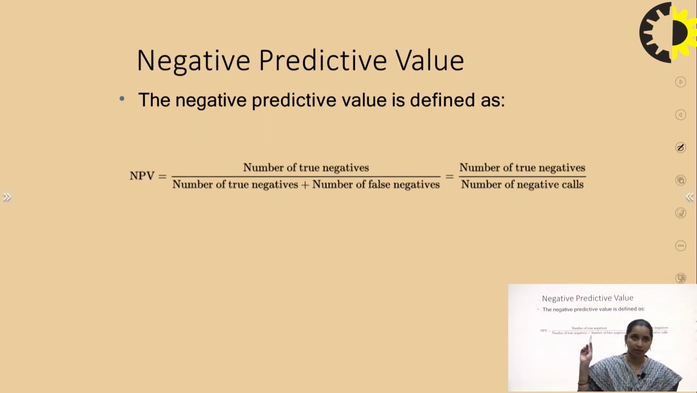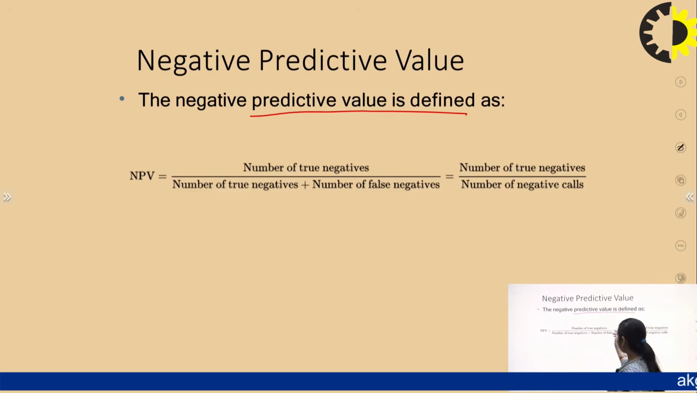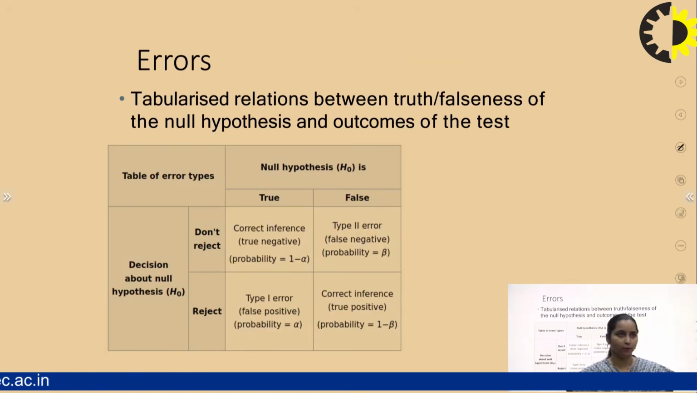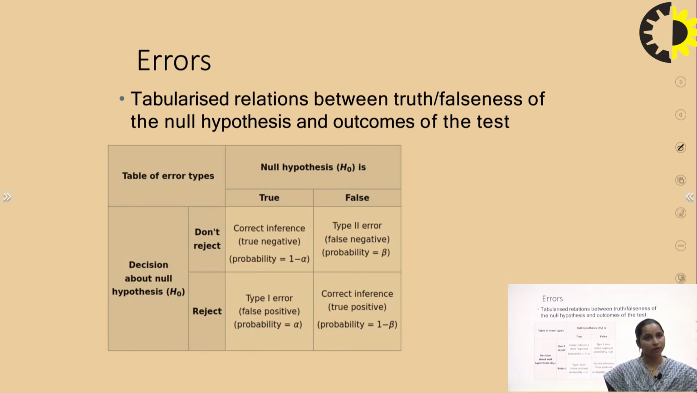The negative predicted value is defined similarly. Both are the same: the number of true negatives divided by the number of negative calls. That means the number of true negatives plus the number of false negatives. The addition of those two is called the number of negative calls. So, this is the negative predicted value. When we calculate these two, then we calculate the errors.